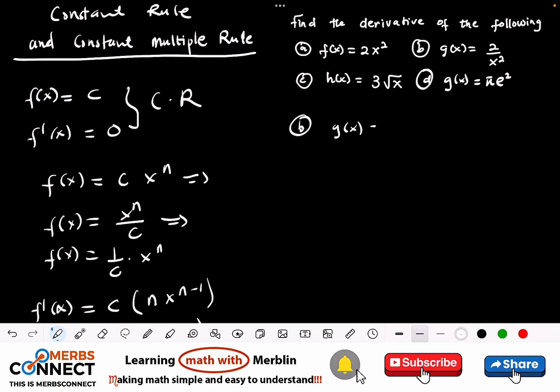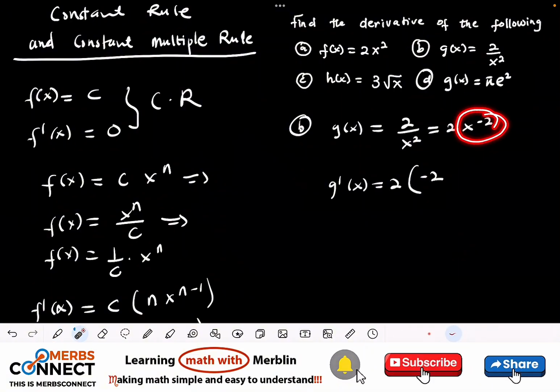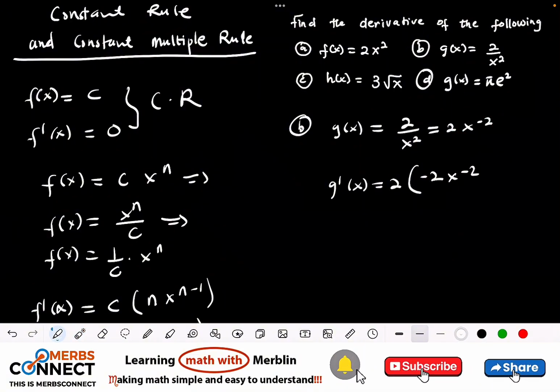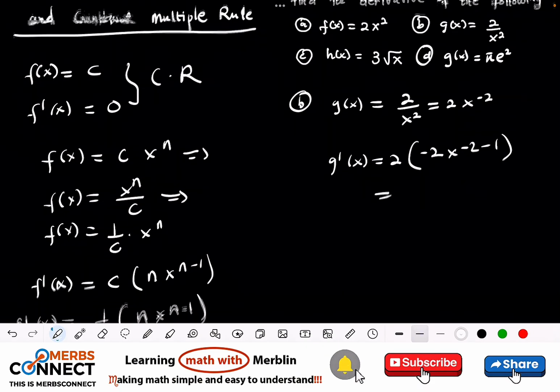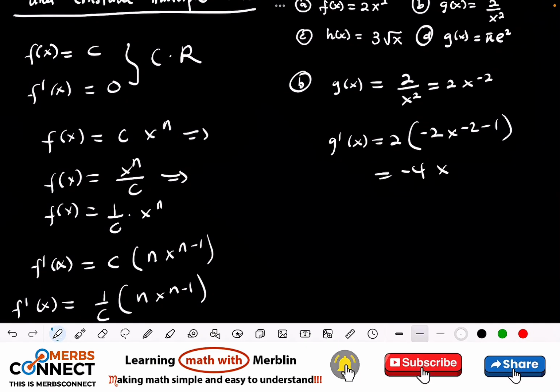Let's look at B. g of x is equal to 2 divided by x squared. This is also going with the constant rule, but remember we can write this one as 2 times x to the power minus 2. Good. So what will be g prime of x? Factor 2 out. What will be left is x to the power minus 2. So power rule, negative 2 drops down. I maintain the function. Then I subtract 1. So this is going to be minus 4x to the power minus 3, right?